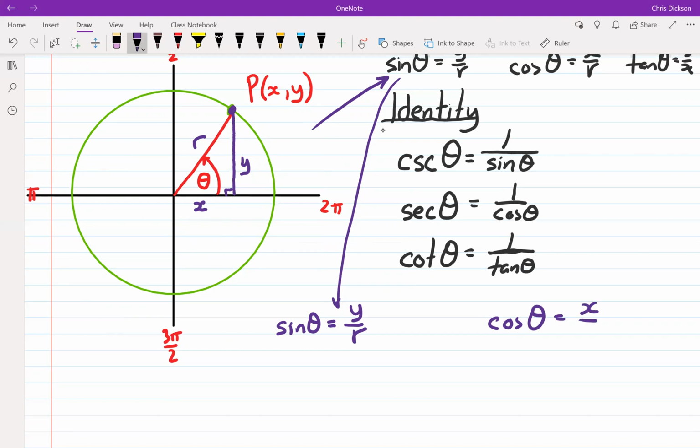And in this case, get the X by itself. So basically you'll have Y equals something and X equals something. So if I bring the R up to the other side, I would get R sine theta equals Y. And over here, I get R cos theta equals the X value.